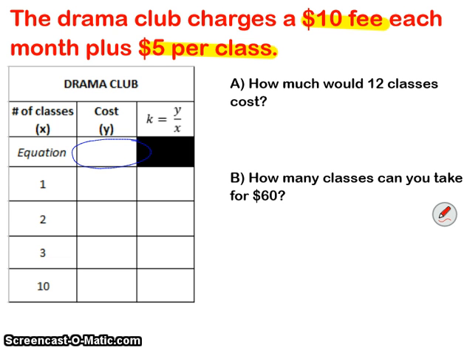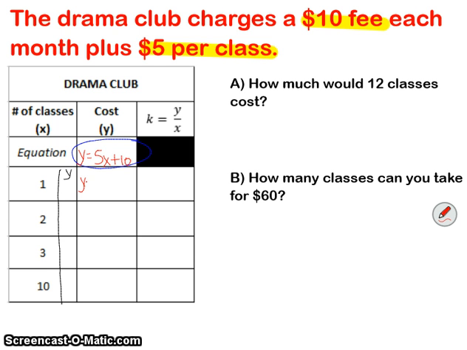So my equation is going to be y is equal to 5x, because that is $5 per class. So each class is going to cost me $5 plus a $10 fee that they are going to charge me. In order for me to solve this problem, the first thing I should do is create a line just like we did yesterday right here. And that's just so that we can fit our y values in here. And so then I need to just fill in my equation.